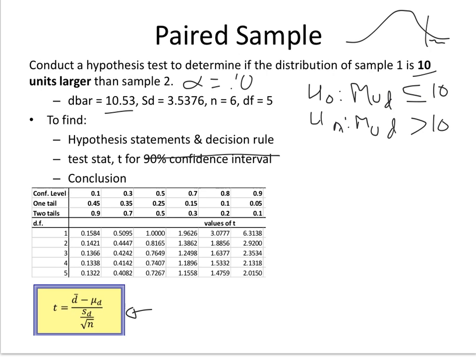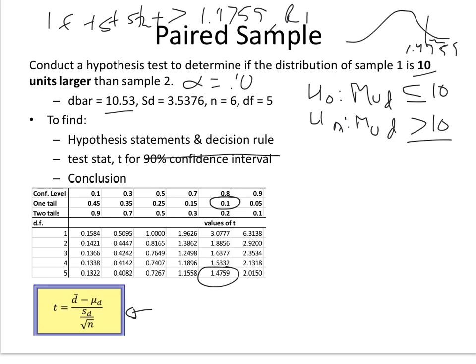And so what we will do then, it's a one-tail test, right? We can tell from our statements here. And the alpha is 0.1, okay? Our degrees of freedom is 5, so our critical value, or t of alpha, is going to be 1.4759. So our decision rule then is: if our test stat is greater than 1.4759, reject the null, otherwise do not reject, okay?